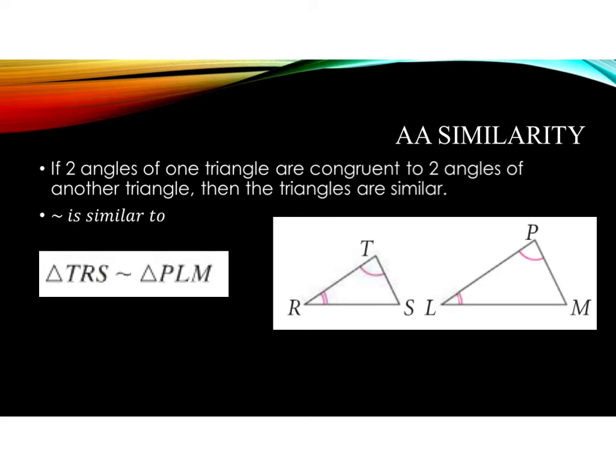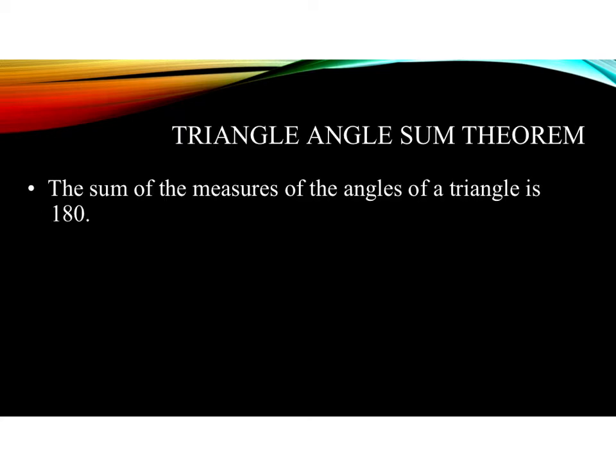So because I have two congruent angles in these two corresponding triangles, then that tells me that triangle TRS is similar to triangle PLM. Okay, and when we have similar triangles, if we know certain side lengths or angles, that often helps us find other side lengths and angles in the other triangles that we don't know, and you can even use ratios for that kind of stuff.